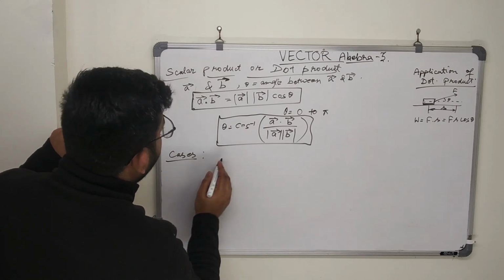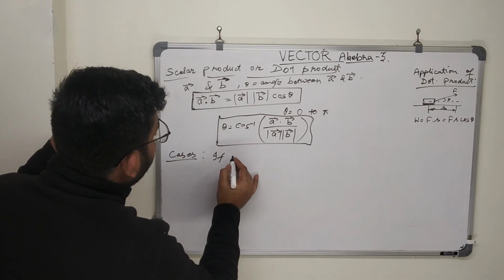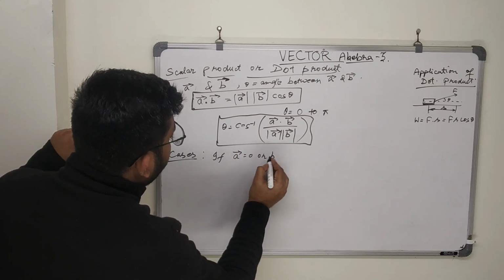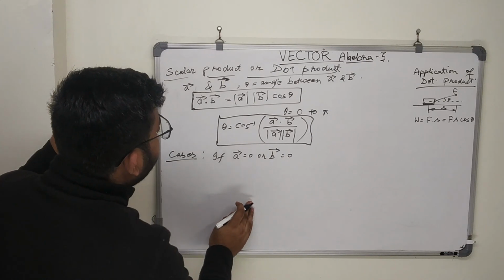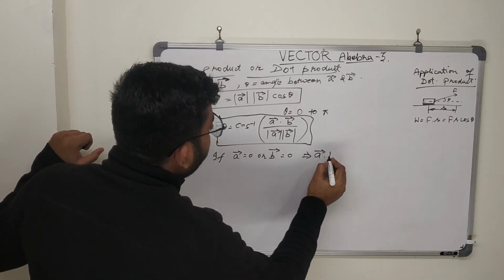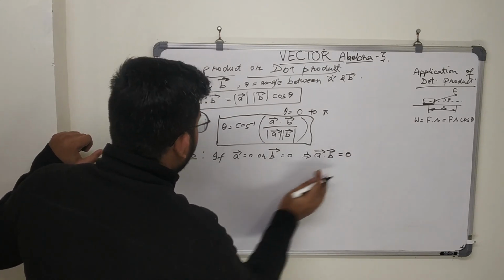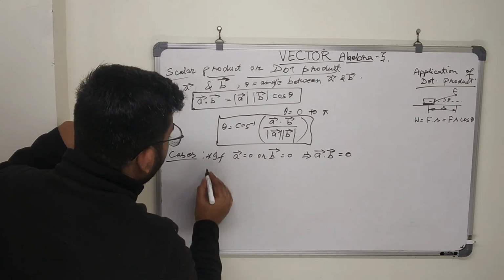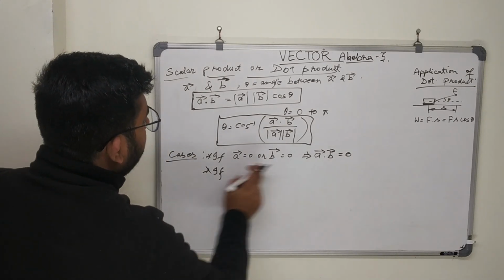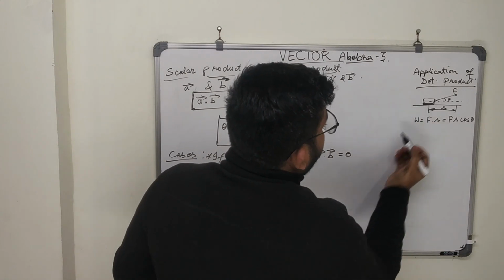Suppose that if one of the vectors A vector or B vector is equal to 0, if A vector equals to 0 or B vector equal to 0, in that case the scalar product or dot product will be equal to 0. This first case can be understood by this example.